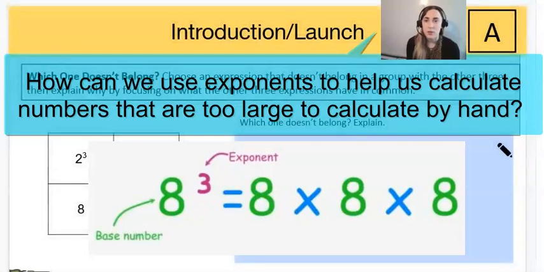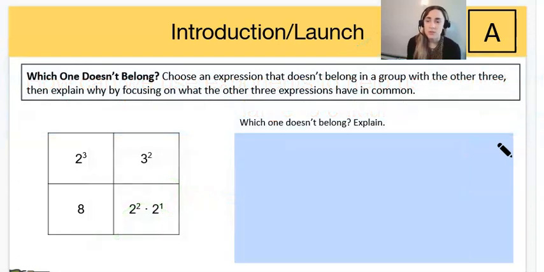Those two expressions are equivalent. Now we're going to do some practice with which one does not belong. So for your warm-up, you will choose an expression that doesn't belong in a group with the other three. Then explain why by focusing on what the other three expressions have in common. So pause the video and decide which one doesn't belong, and explain your answer in blue.